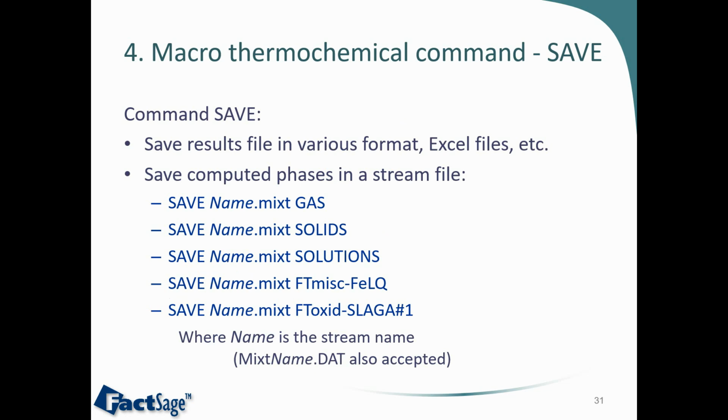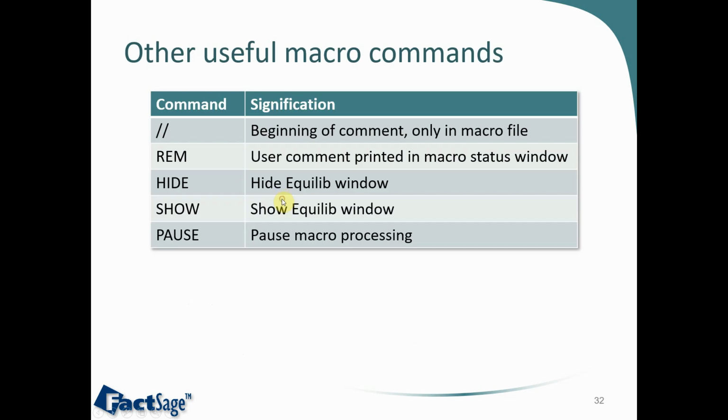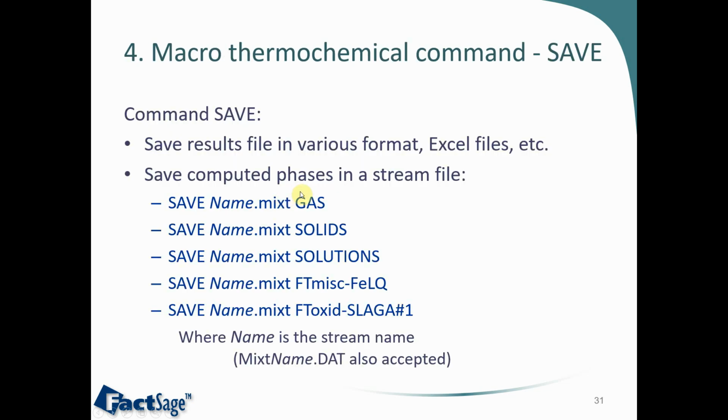And finally, the command save. So we have already seen that this command can be used to save results in various formats, such as text or Excel file. It's also used to save the computed phases in a stream file. So the syntax consists in first the label save followed by the name of a stream. So there should be no space in the name here.